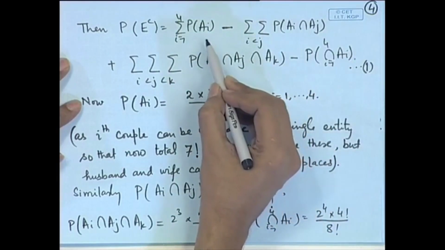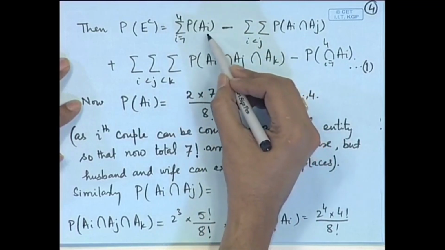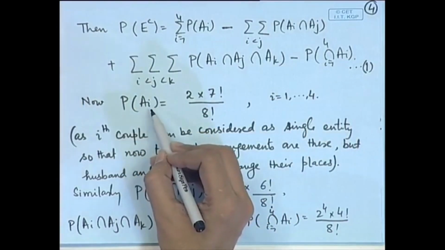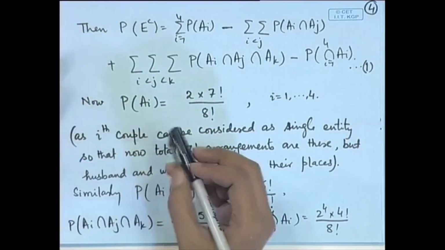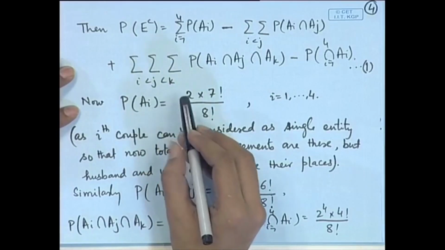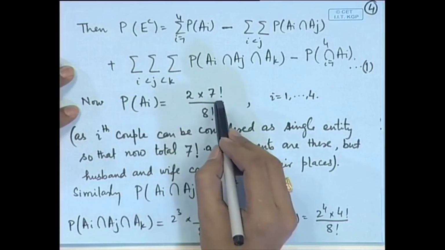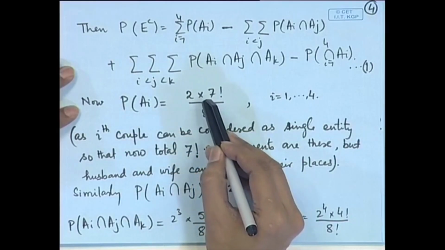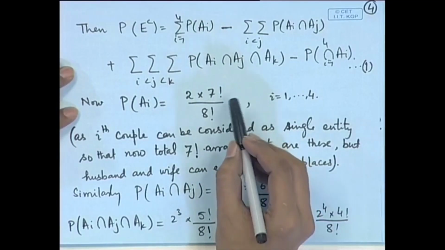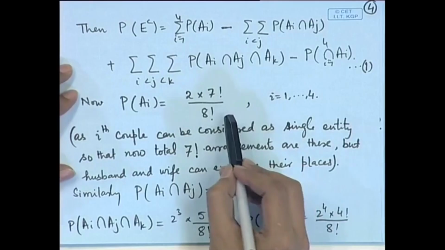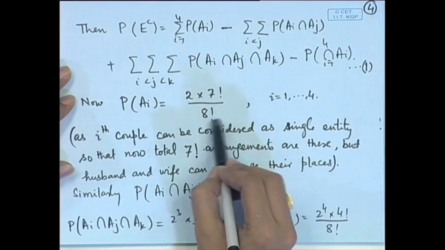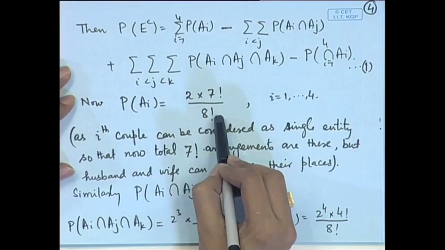Now, the next step is to evaluate probabilities of individual terms here. So, if we look at the probability of A_i, then A_i denotes that the ith couple sits together. Now, in order to evaluate this, we can make use of the classical definition of probability, where we look at the favorable number of cases and the total number of cases. So, since there are 8 persons to be seated in a row, the total number of permutations in which they can sit is 8 factorial.